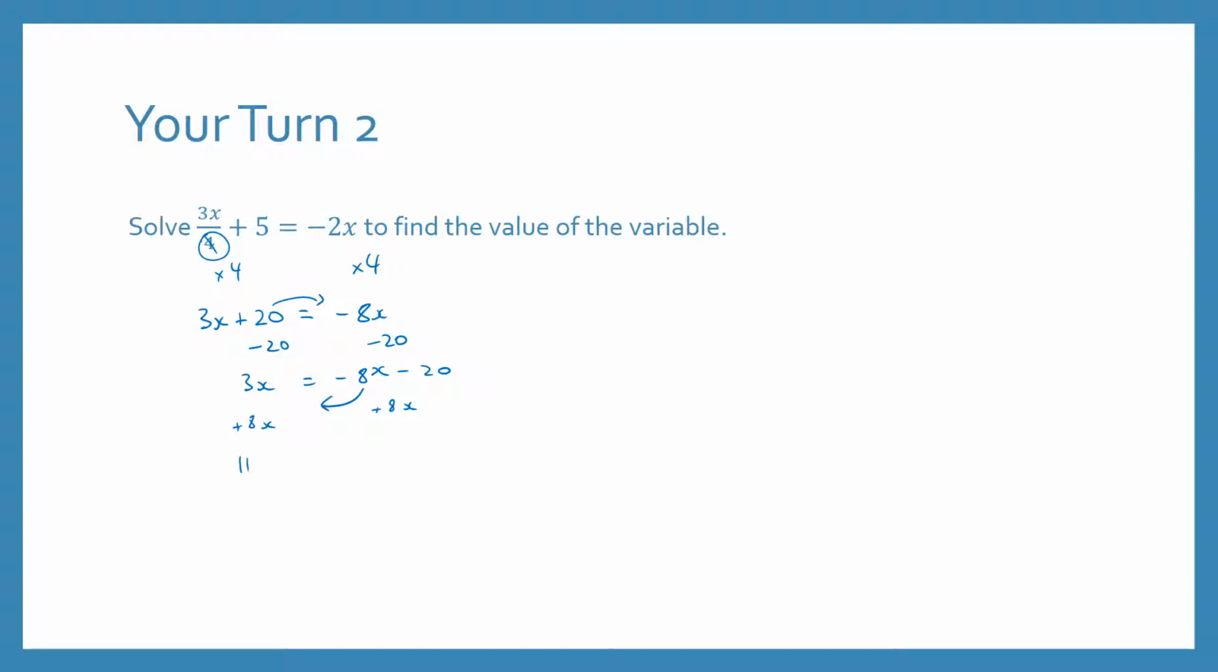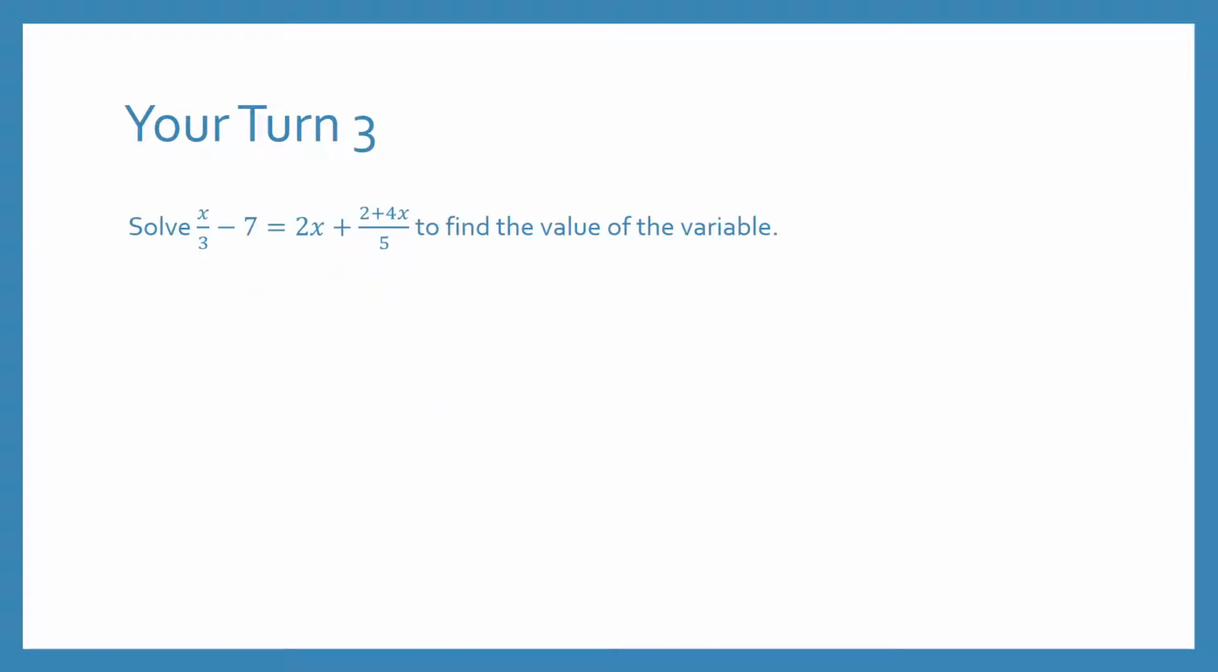So that's going to then give us 11x equals minus 20, and now we just need to divide by 11 because we're currently multiplying by it. So we're going to get x equals minus 20 on 11. And again, you can simplify that. It'll become minus 1 and a ninth. But that is your answer.